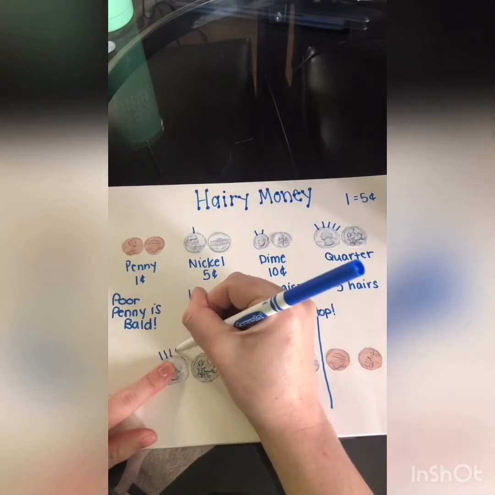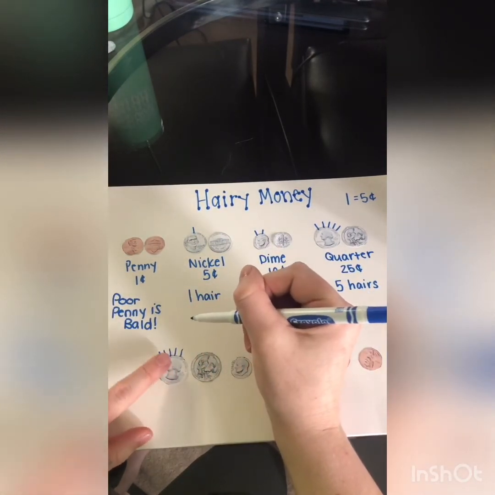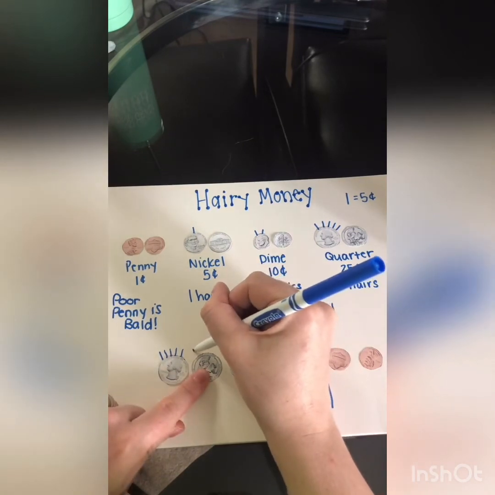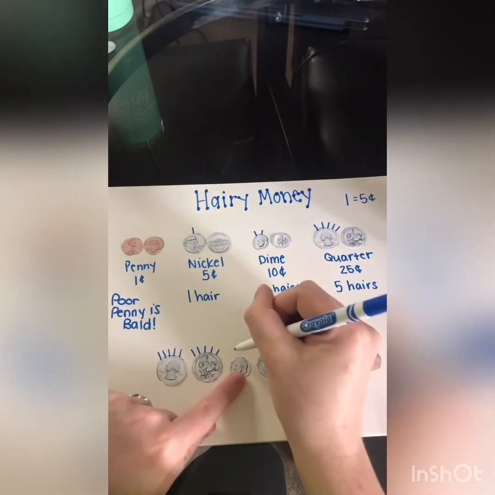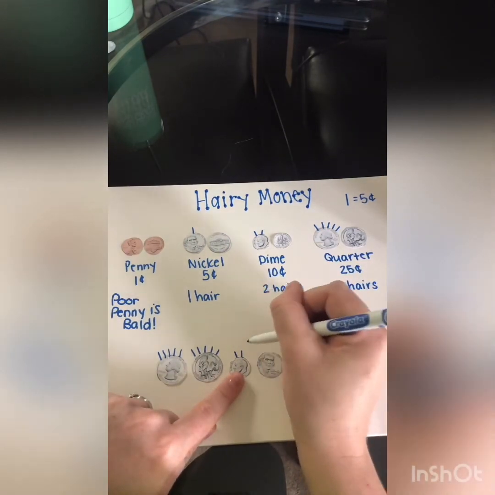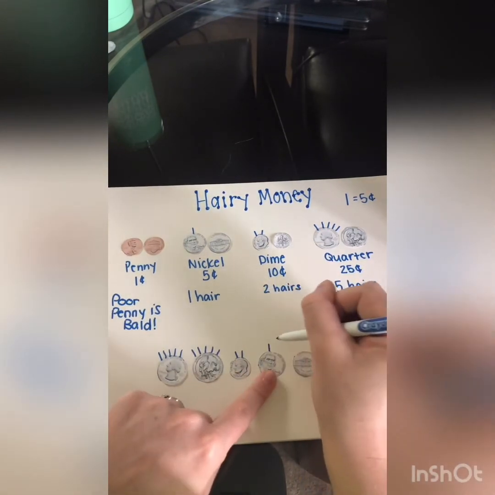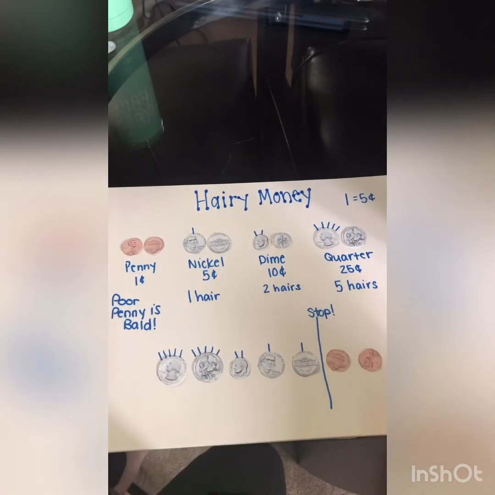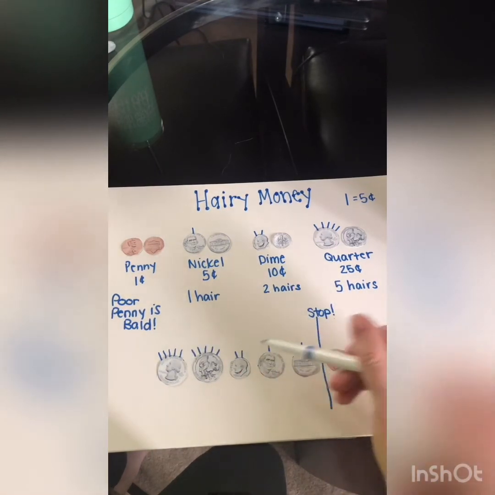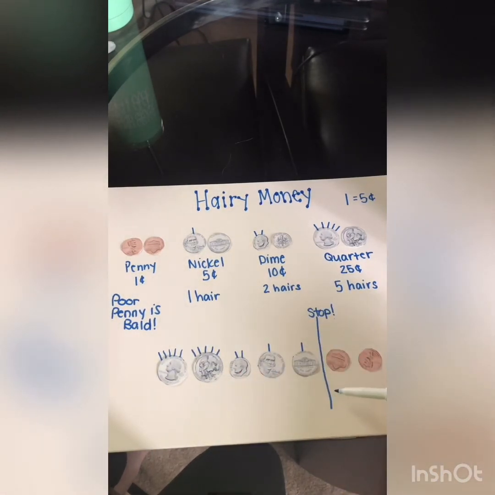5, 10, 15, 20, 25. Do it again for the other quarter. 5, 10, 15, 20, 25. The dime, 5, 10. The nickel, 5. And the poor pennies are bald. Okay, so now we just need to count each hair by 5s, and we'll stop when we get here.